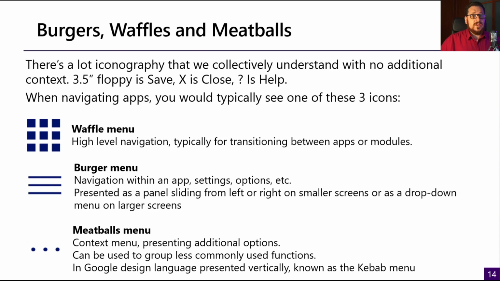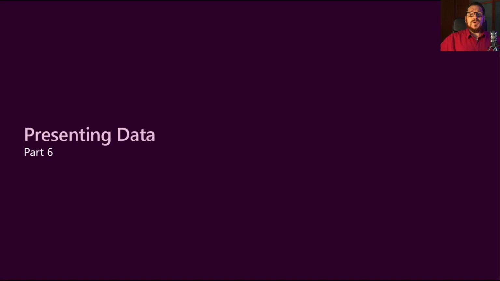And the meatballs menu is typically a contextual menu within an app. Usually the expectation is that it gives me additional options on the screen where I am. For example, I can select a text, tap the meatball menu, and get options like copy, paste, and so on. It is somewhat different in Google design language, where this menu is presented vertically and is known as the kebab menu. So, how do we present data?